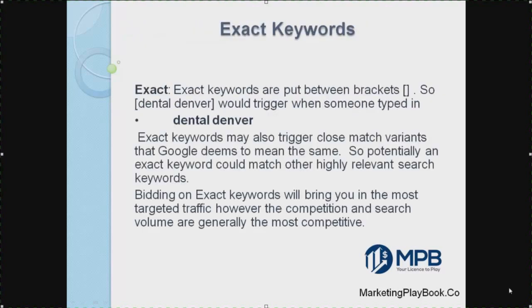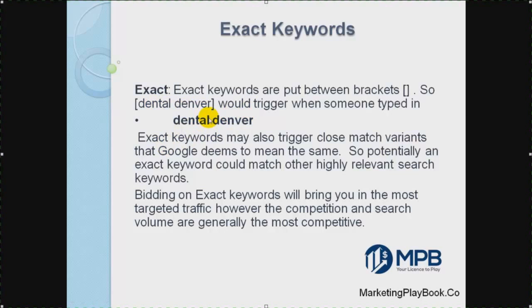First up is exact, and this is what most people are aware of. When you're bidding on an exact keyword, you're going to have the brackets in there. When the keyword is in a bracket, such as shown here for dental Denver, you're going to show up when somebody searches exactly for that keyword, when they search for dental Denver.